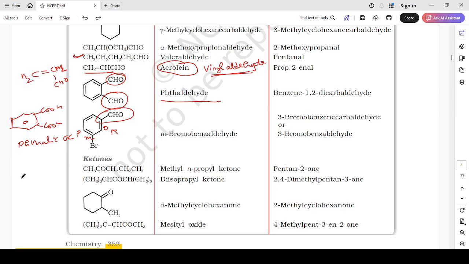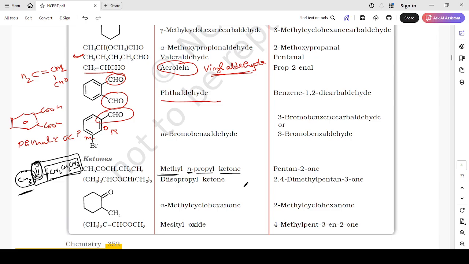Now how do I name it? CH3, CO, CH2, CH2, CH3. The smallest one looks like a substituent for me, methyl. It is a straight chain, n. n means straight. How many carbons are there along with this ketonic unit? Three carbons. Methyl n-propyl ketone.